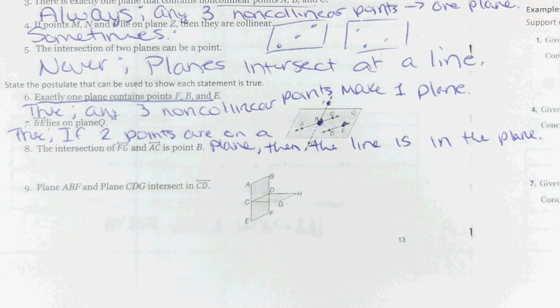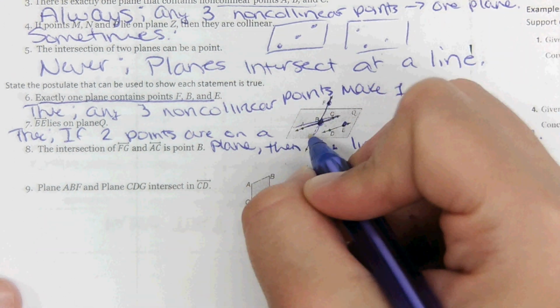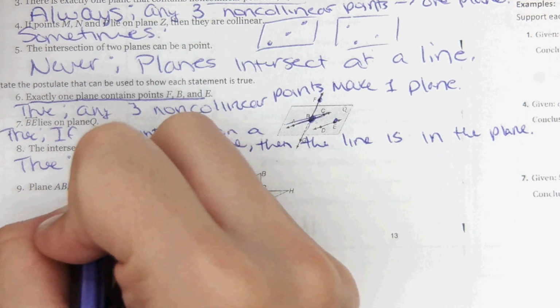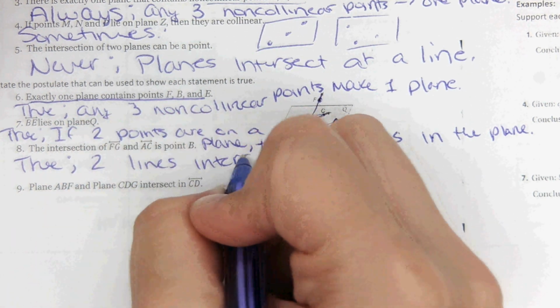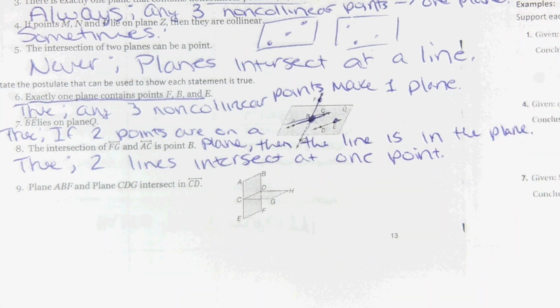Okay, dos más. 2 more. The intersection of FG and AC is point B. Let's see. FG, this line, and AC, is point B. 2 lines intersect at a point. True. 2 lines intersect at one point.